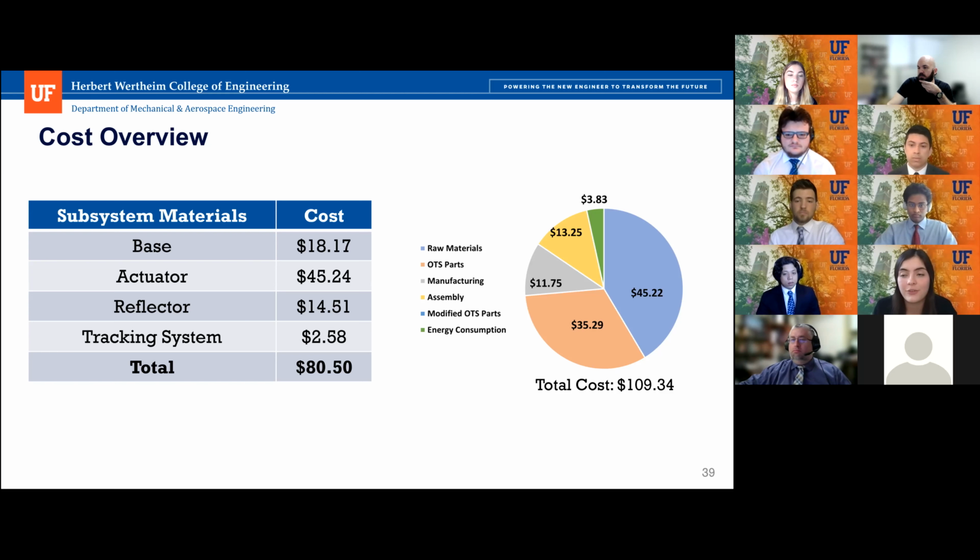On the right side of your screen, you can see a pie chart that organized all the costs that contribute to the overall cost of our design. That accounts for all the subsystem materials as well as any manufacturing, assembly, and energy consumption costs. And it's important to mention that shipping was not considered in any of these costs because we figured that it could be greatly bargained for, and it depends on the amount of items that were ordered or any connections that the customer might have.